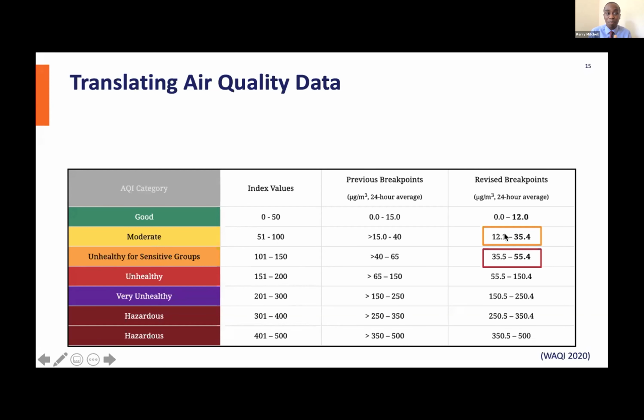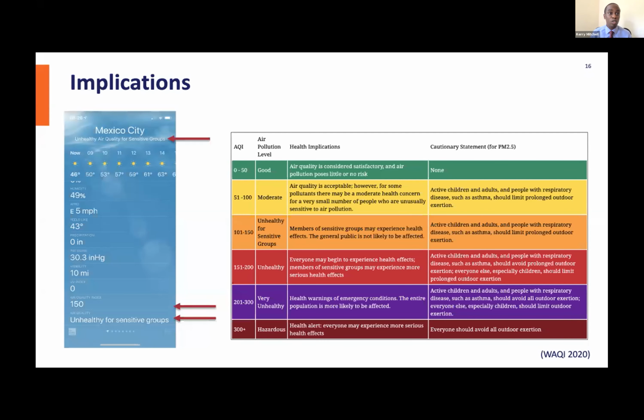Nevertheless, our average is currently moderate, which is not something to sing praises about, because that level of 10 establishes the lowest level at which there is an increase in adverse health outcomes. So these preliminary readings certainly inform us that we do have a problem. We are going to continue monitoring it.